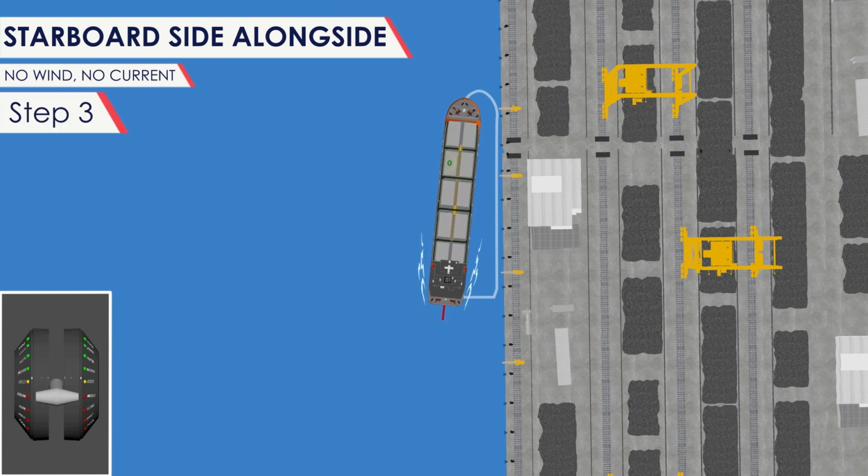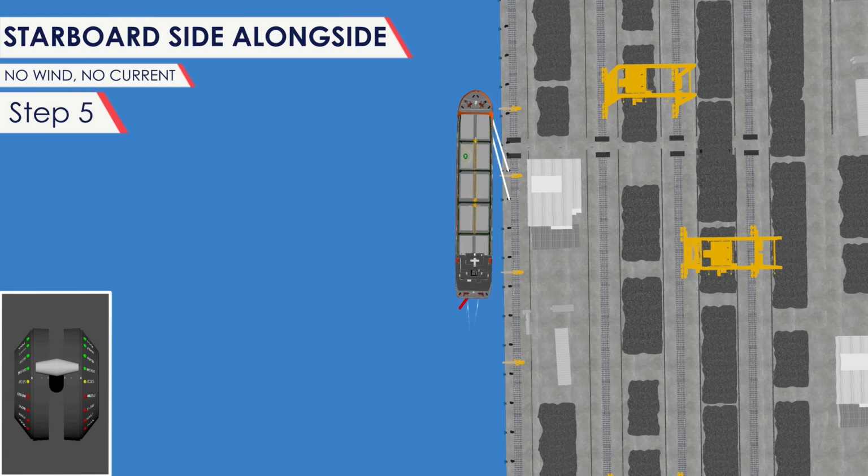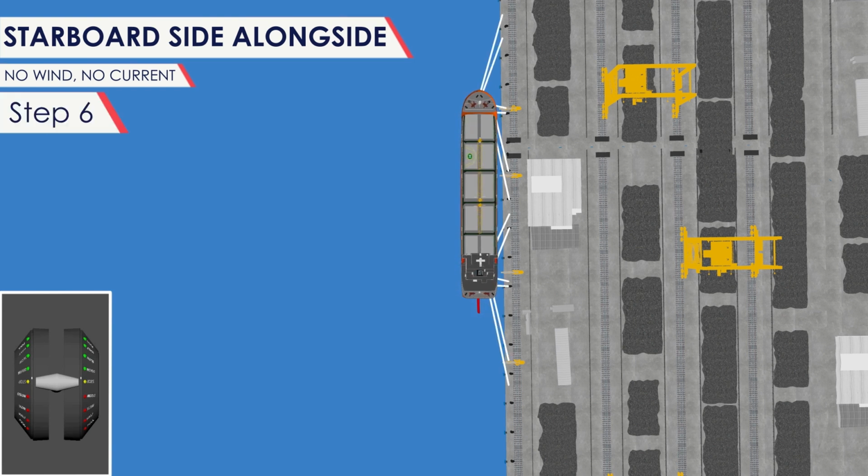Step 3, you pass a double forward spring. And then step 4, with equal weight on the forward spring, put helm to port and engine dead slow ahead to get the stern close to the berth. And step 5, pass aft spring, stop the engine and heave the ship in with fore and aft springs. And step 6, make fast as required.